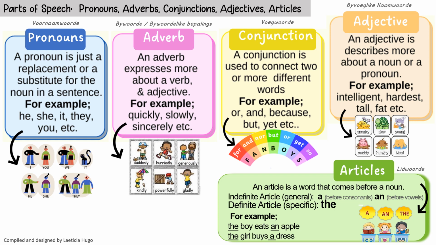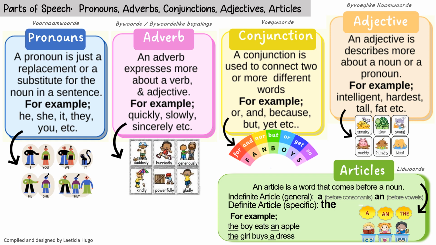We always ask the questions who, why, where, and how. So again, she apologizes sincerely to the boy. We ask, how is she apologizing? She's apologizing sincerely. Okay, so then in the yellow block is conjunction. Conjunction in Afrikaans is voegwoorde. A conjunction is used to connect two or more different words or sentences. For example, conjunction examples are or, and, because, but, yet, etc.